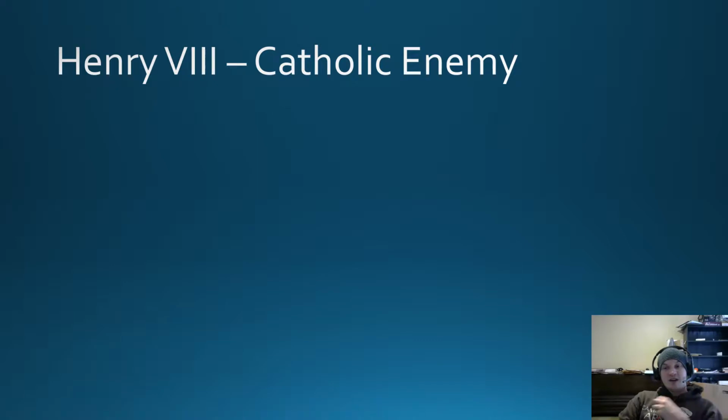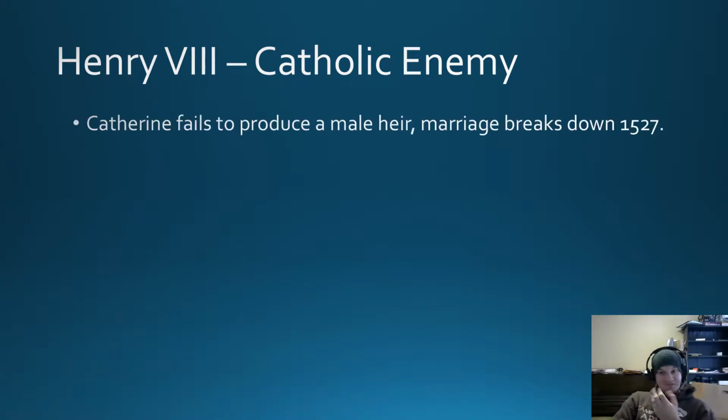But he would become a Catholic enemy, mostly because of his love life. Catherine failed to produce a male heir, and the marriage begins to break down in 1527. Now, we all know Henry VIII had 6 wives. At this point, he had been married to Catherine a long time. He was married to Catherine of Aragon longer than his other 5 wives put together, just to give a bit of context to what goes on here.